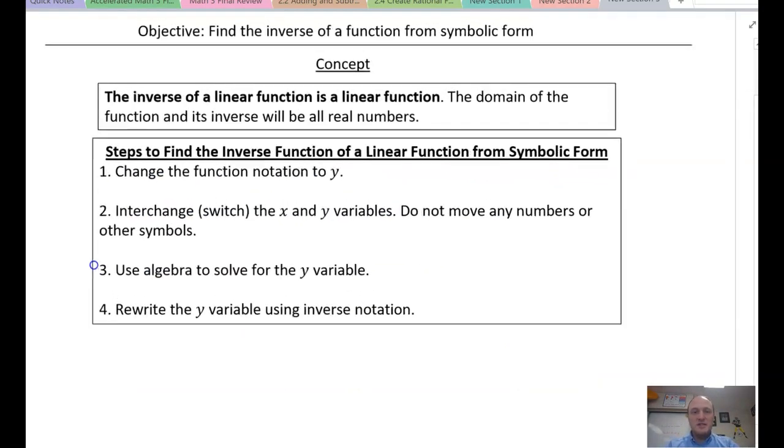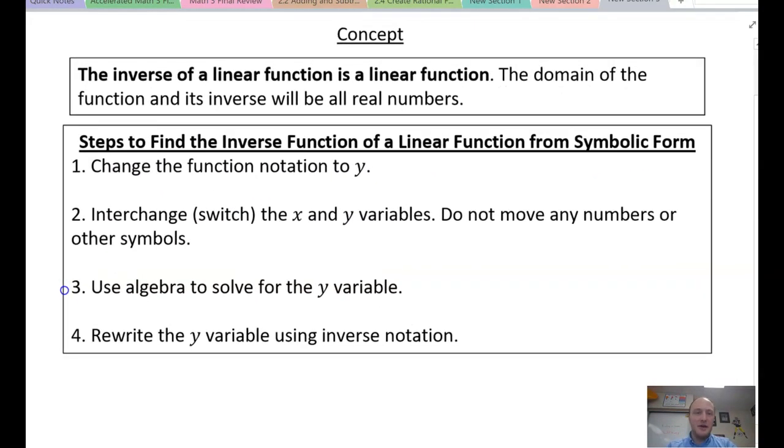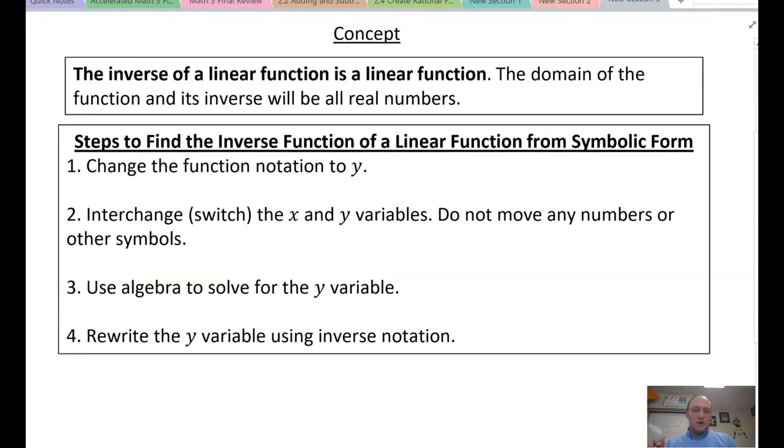Well, here is the step process. Okay, so first thing I want to talk about is the inverse of a linear function is a linear function. A linear function can undo a linear function. And the domain of the linear functions is all real numbers. I can plug in any x from negative infinity to positive infinity. I don't have to worry about any types of restrictions. Okay, so what are the steps we're going to do?